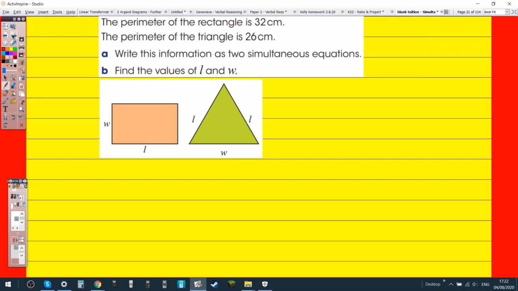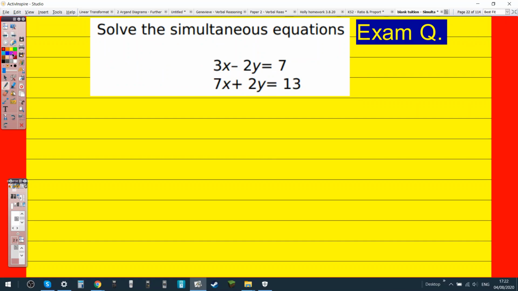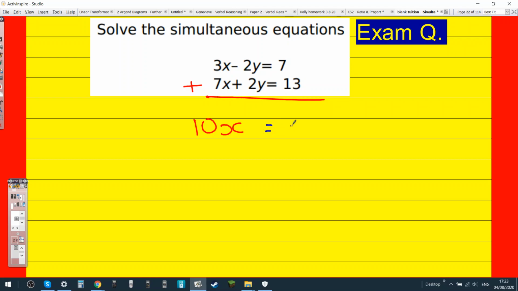Let me just see. Okay, exam questions. Try this. So there's simultaneous equations. If you're doing the same thing, it would be add. Then you add 3x and 7x, which gives you 10x, and 10x equals 20.